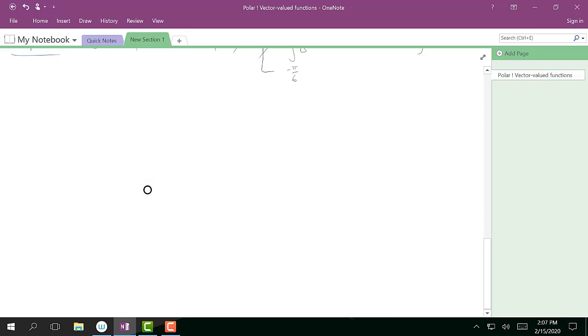Let me zoom in just a little bit. Let's see. The computer doesn't seem to like me all the time. Okay, let's see what we get. Aha, good. All right.